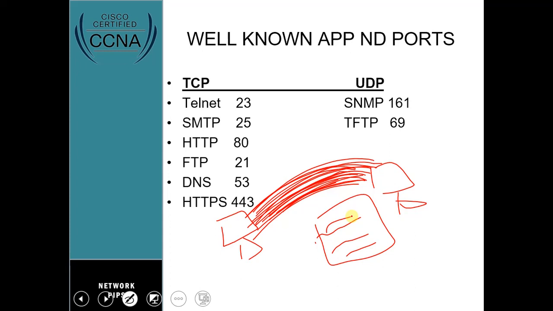Then the SNMP protocol, which is used for network monitoring applications, has a port number of 161. And also the TFTP, which is also a file transfer protocol, is going to have a port number of 69.